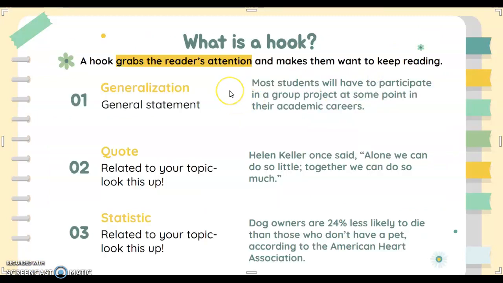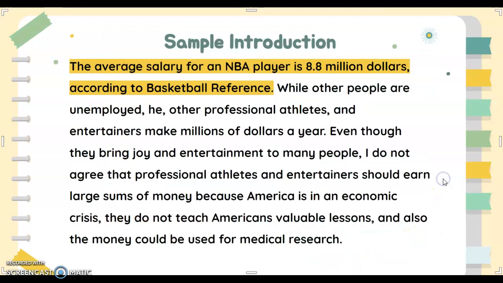So the purpose of a hook or an attention getter is to grab the reader's attention and make them want to keep reading. So there's a few different types of hooks that you can choose from. A generalization, a general statement that would start with the word most. You could include a quote. This is what you would have to look up and make sure you give credit to the person who said the quote, and make sure it's related to your topic. Or a statistic. You would also have to look this up. You would have to do some research here and give credit to where you found that statistic.